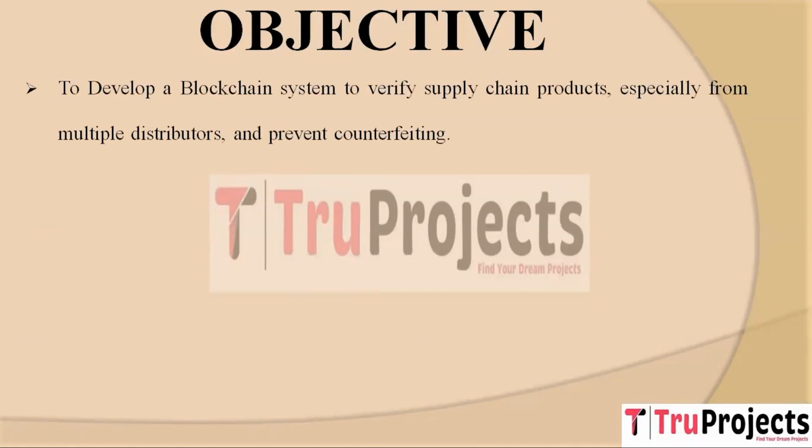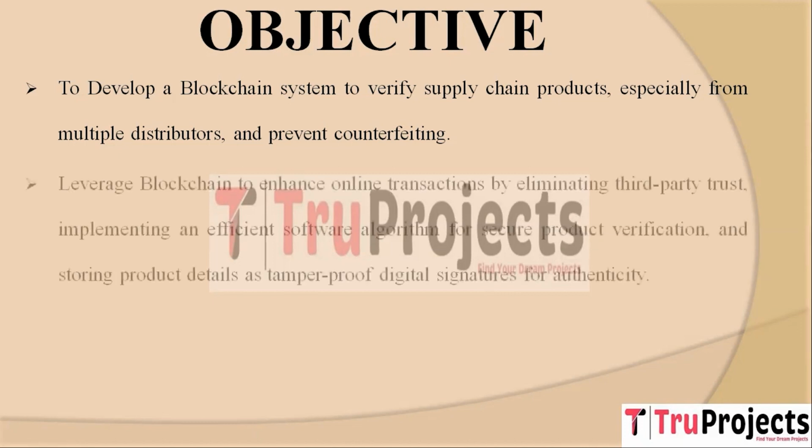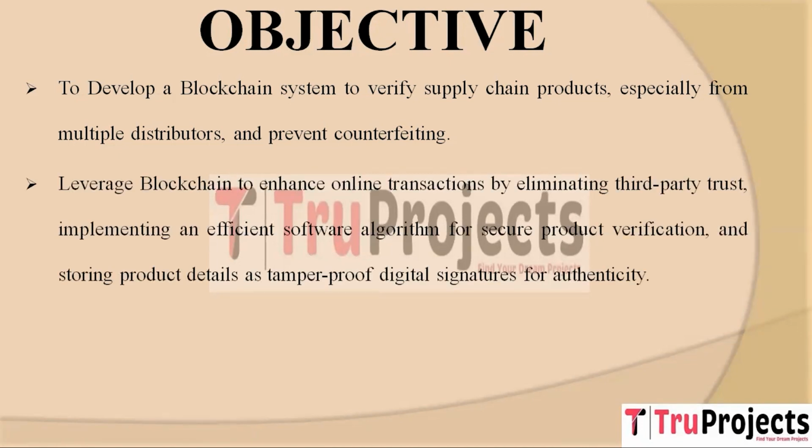So, as I mentioned before, the first objective of the project is to create a blockchain-based system that can verify products within the supply chain. This means tracking products as they move through various stages of distribution and ensuring their authenticity. The focus is on products coming from multiple distributors to combat counterfeiting, which is a significant issue in the supply chain industry. The project aims to utilize blockchain technology to improve online transactions.